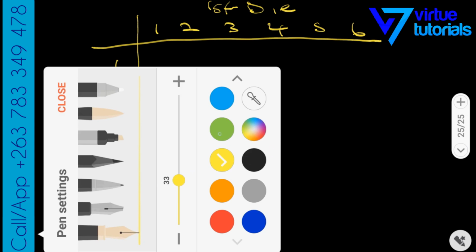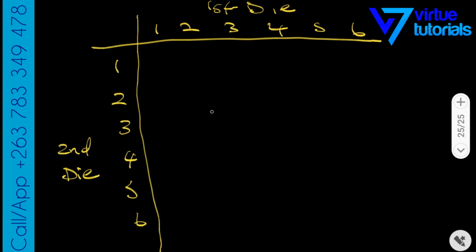So now here we want to look for the totals, right? Remember, you're adding up the results of the dice. So if I get a 1 from the first die and a 1 from the second die, 1 plus 1 gives me 2. If I get a 2 and a 1, 2 plus 1 gives me 3. If I get a 3 and a 1, 3 plus 1 gives me 4. 4 and a 1, 4 plus 1, 5. 5 and a 1, 6. 6 plus 1, 7.